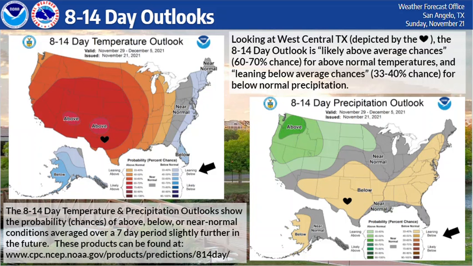In these specific graphics from November 21st, 2021, and looking specifically at West Central Texas, again depicted by the heart shape, the 8 to 14 day outlook for this area shows likely above average chances for above normal temperatures, which refers to the 60 to 70% chance level in the key, and leaning below average chances for below normal precipitation, referring to the 33 to 40% chance level in the key. Basically, there is higher confidence, 60 to 70% chance, in temperatures being above normal, and slightly less confidence, 33 to 40% chance, in precipitation being below normal for days 8 through 14.